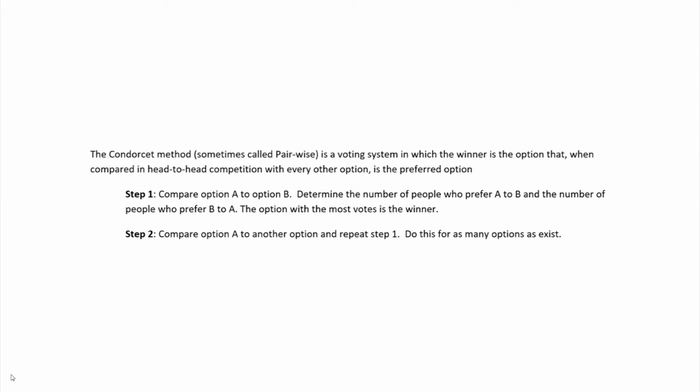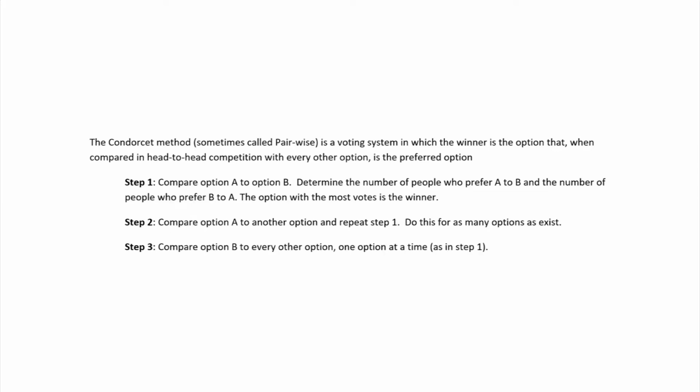Step 2 is to compare option A to the next option, so option C, and you repeat that process. Did option A get more votes or did option C get more votes? We repeat that process for option A for all the other options that are available, so we test option A against every option. Then for step 3, we move on to compare option B to every other option. So we now need to compare option B to C and option B to D, and so on, until we figure out whether B is the more popular or whether it gets beaten out by some other option.